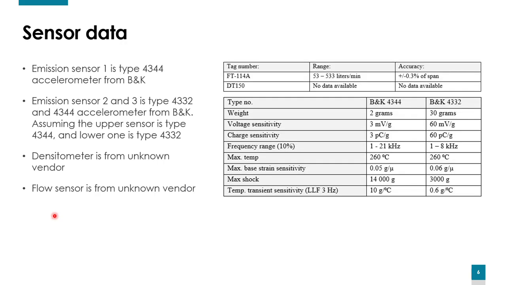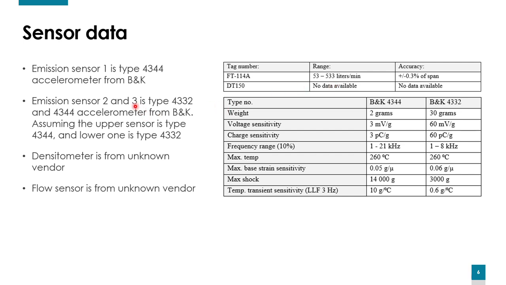Some sensor data have been provided by the university, but some have not. If you look at the tag number of this flow transmitter, it has a range from approximately 50 to 500 liters per minute, and it has a decent accuracy of 0.3% of the span of the range of the transmitter, plus minus this value. But for the density meter, we don't have any data at all, so there's not much to talk about.